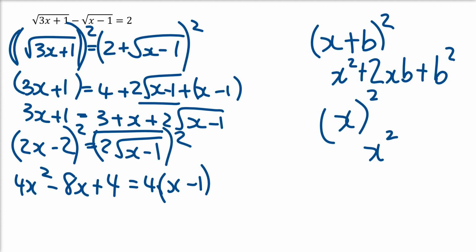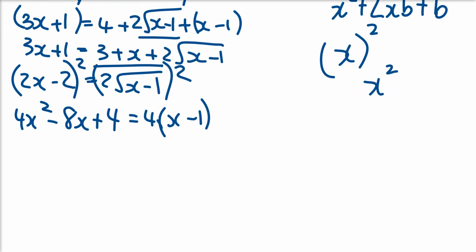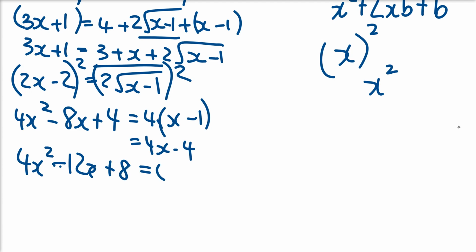Yeah, but it's 2, so, well, what's 2x all squared? It's 4x squared, isn't it? So you've got to do that. You happy with that? That's equal to 4x minus 4. So now this is going to become 4x squared minus 12x plus 8 equals 0.